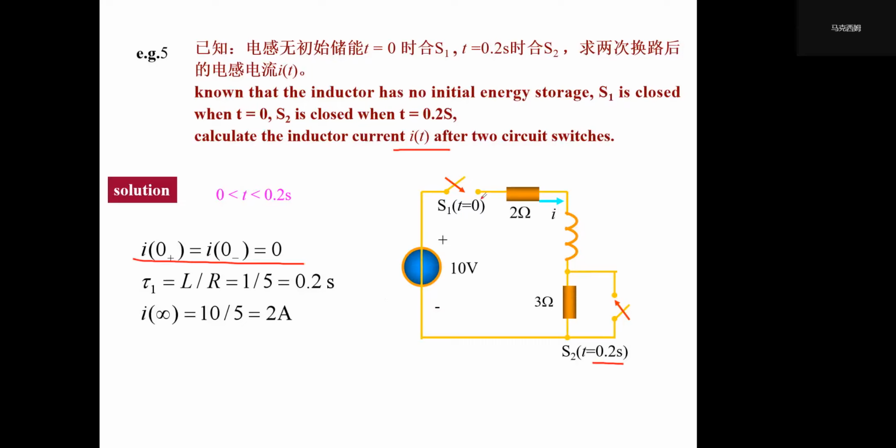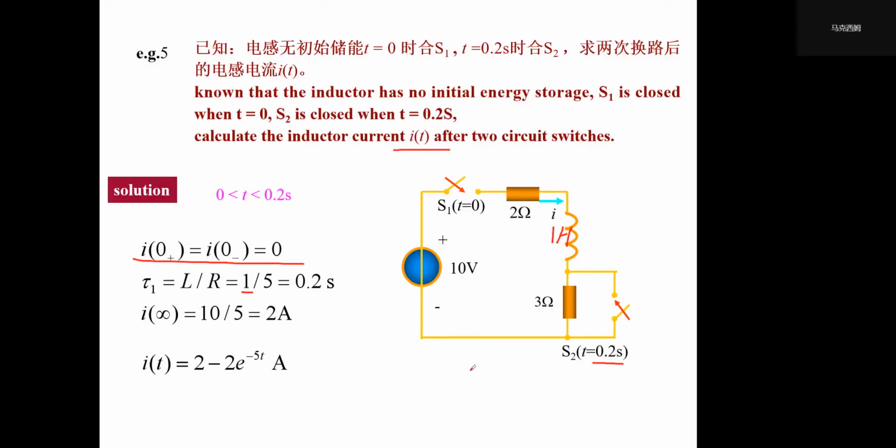Tau equals L over R. R is 2 plus 3. L is 1. Did I write it down? No. Okay, I lost it. So this is 1 Henry. And the final value of it is 10 over 5, which is 2 ampere. So we can calculate it like this.